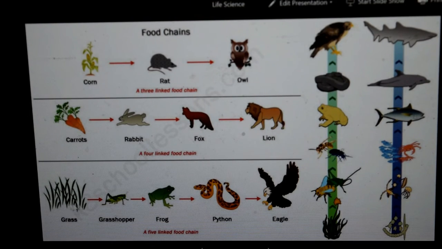Here you have grass. A grasshopper eats the grass. The frog eats the grasshopper. The python, holy cow. Pythons, I think, would go after bigger meals than a frog. The python eats the frog, and then the eagle eats the python. And because eagles probably aren't good eating, nothing eats the eagle.